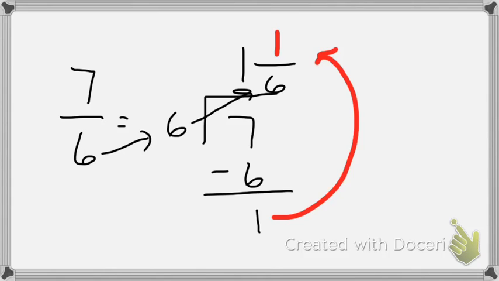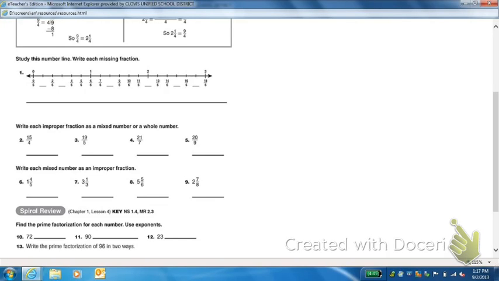Let's take a look at their homework. Number 1 just says to put in the missing fractions. This is pretty easy because the denominator is going to be 6, and we're just looking for the missing fraction. So this one is going to be 1 and 1/6, 2 and 2/6, and then this one here is going to be 3/6, and so on.